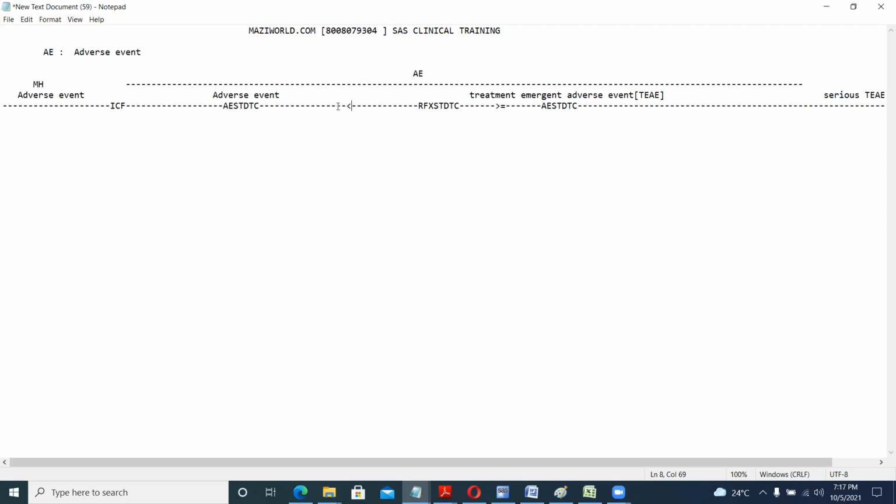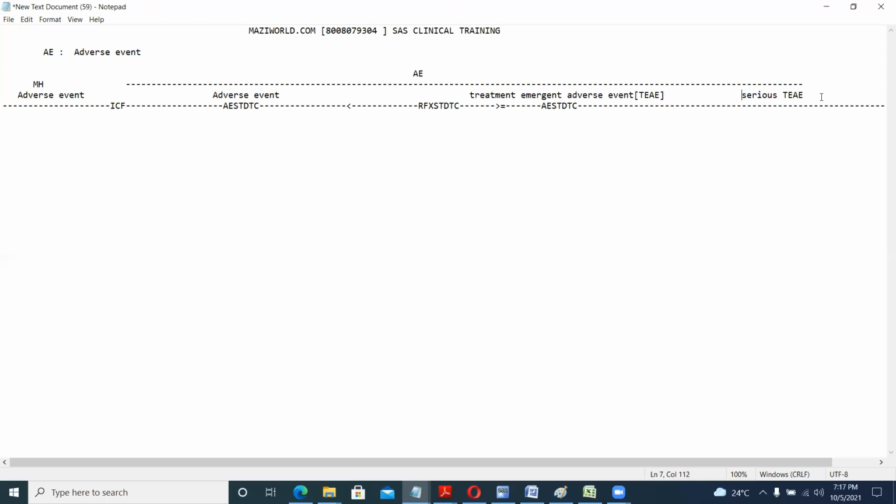Treatment before, if the subject is getting any adverse event, this AE data will be generated. But during the treatment means equal to, after the treatment means greater than. So during the treatment or after the treatment, if the subject is getting any adverse event, those records will be considered as a treatment emergent adverse events record. This is a very powerful one. Well, then coming to the next one, serious treatment emergent adverse events record.